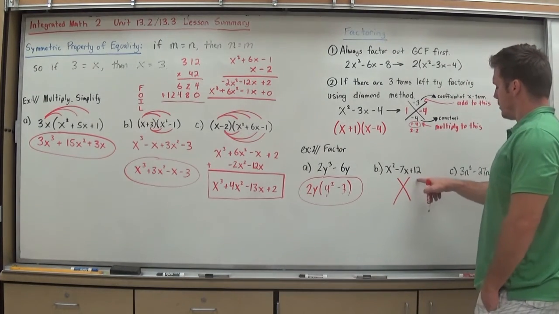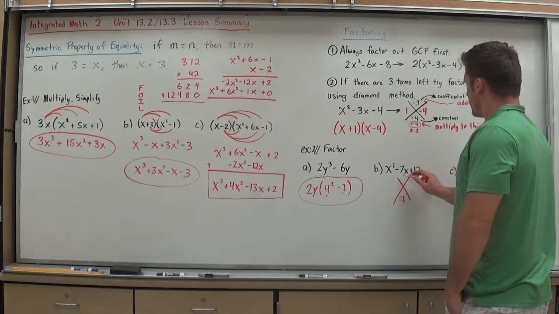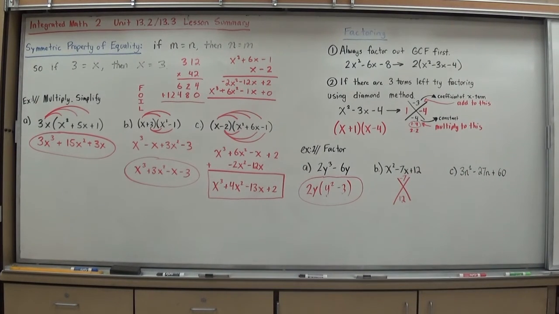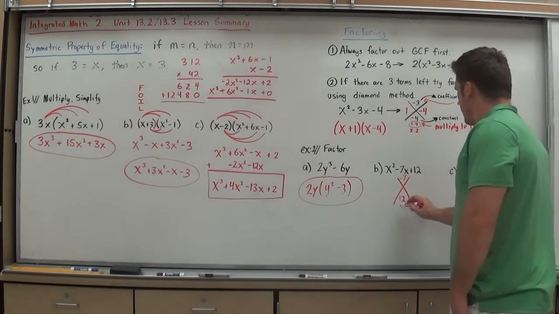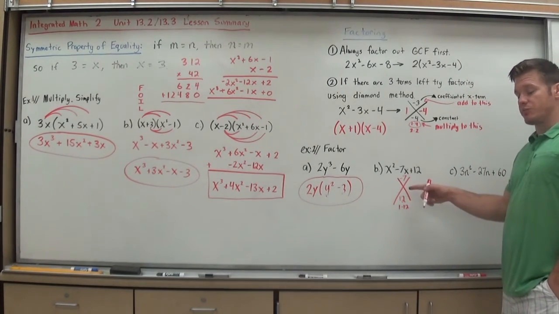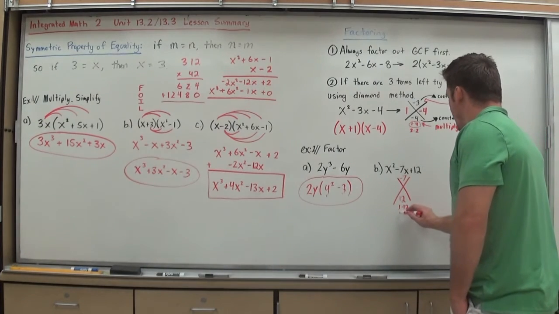What's my bottom number? The constant, 12. What's my top number? The number in front of the x term, negative 7. And now I'm finding all the multiples of 12. So I'm going to list them. 1 times 12. And honestly, you can stop once you see one that could add or subtract to 7. 1 and 12 will not do that.